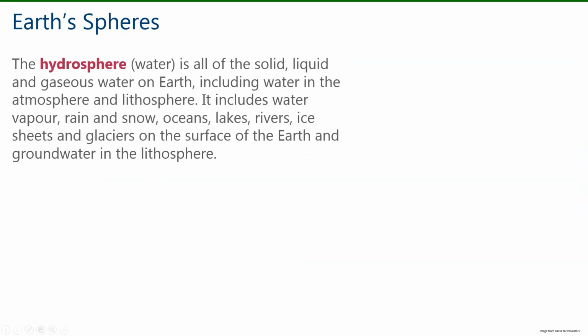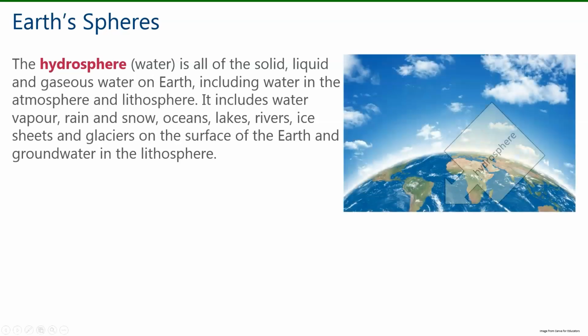The hydrosphere, or water, is all of the solid, liquid, and gaseous water on Earth, including water in the atmosphere and lithosphere. It includes water vapor, rain and snow, oceans, lakes, rivers, ice sheets, and glaciers on the surface of Earth, and groundwater in the lithosphere. In our diagram, the hydrosphere is labeled. In this case, it's pointing to all the oceans on Earth.